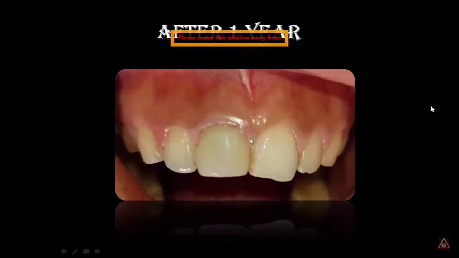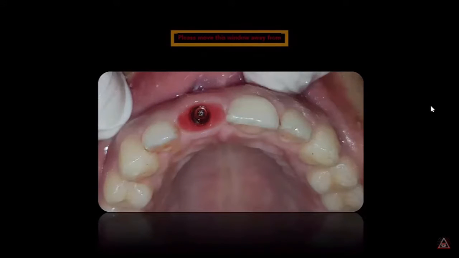Okay, but you can see slight inflammation. The patient was pregnant, so no scaling was done for that patient, and no radiograph was taken. The temporary crown was removed. You can see the buccal plate, almost like your adjacent teeth.